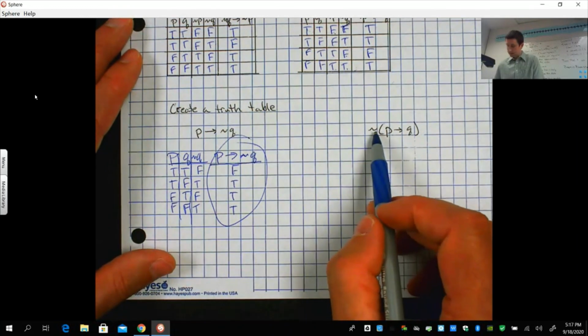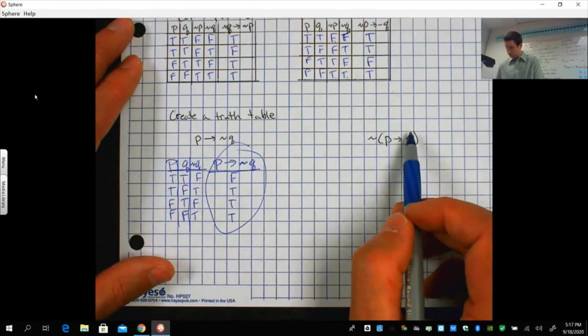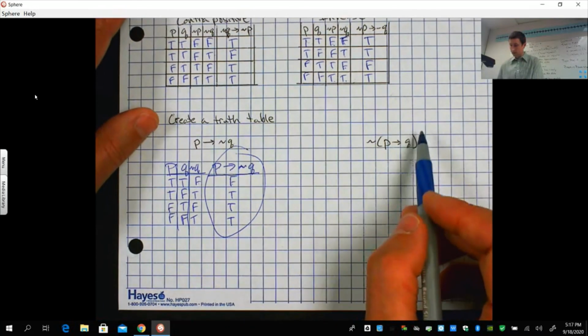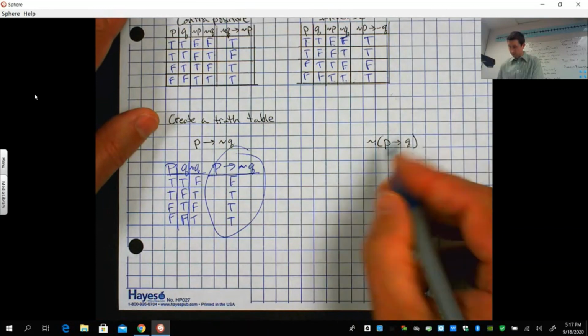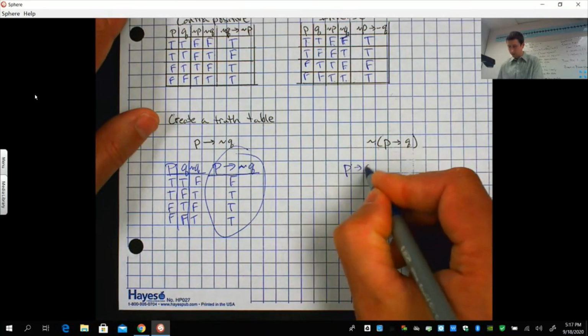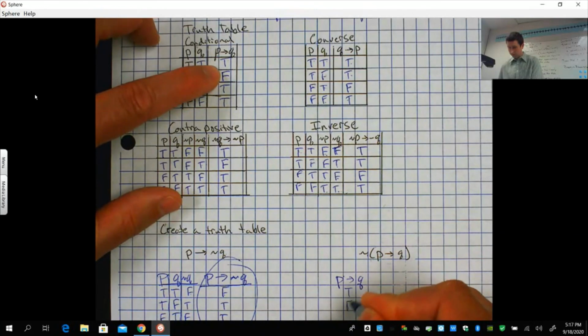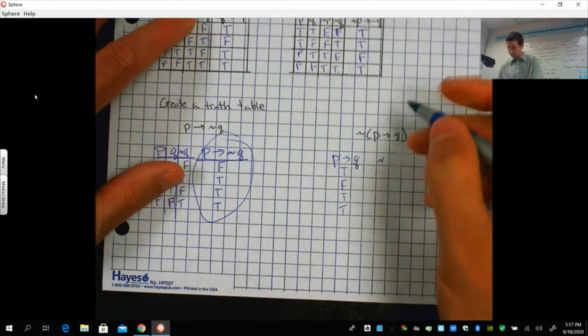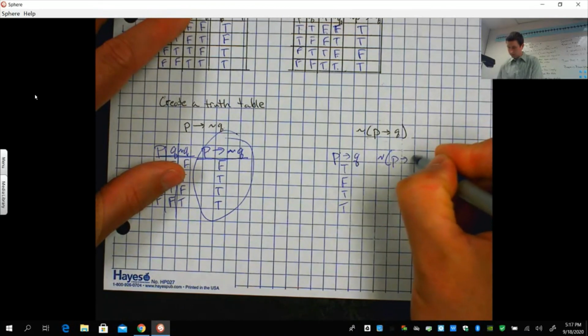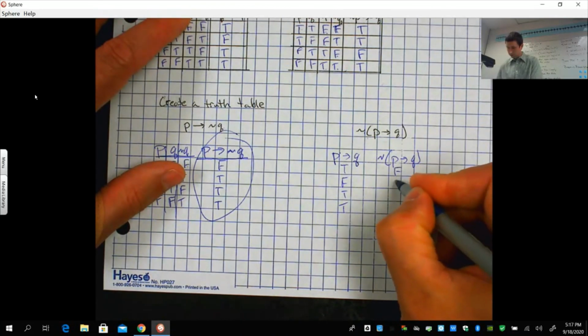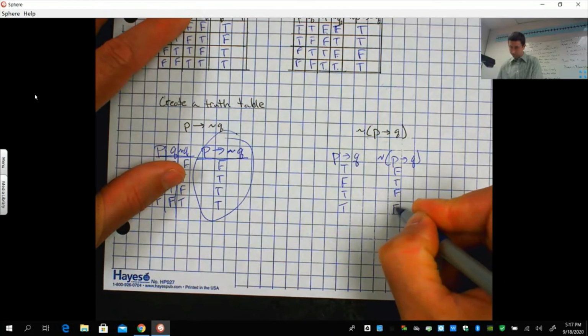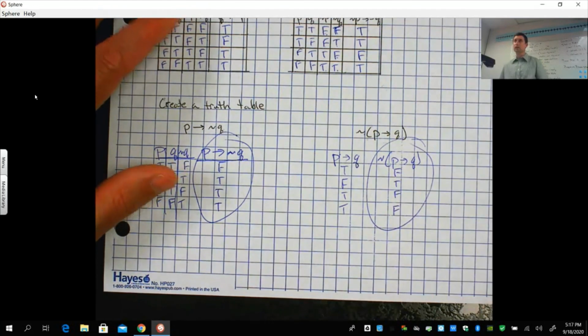Okay? The negation of P implies Q. What I would do in this case is we already know this. So we already know P implies Q from up here is true, false, true, true. So the negation of P implies Q would be false, true, false, false. You fill in like that.